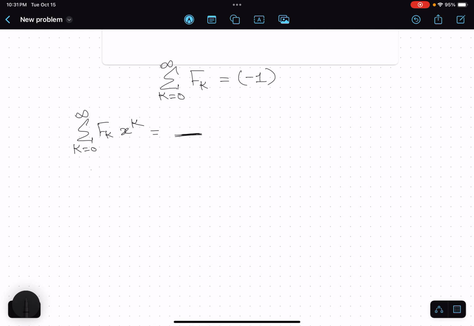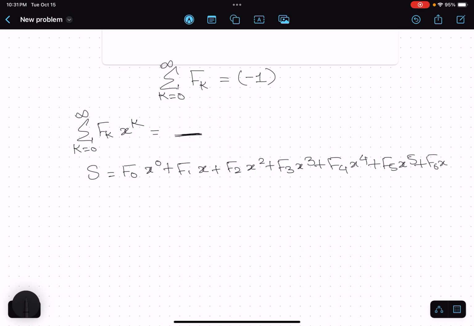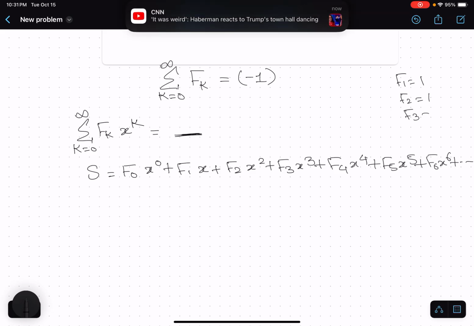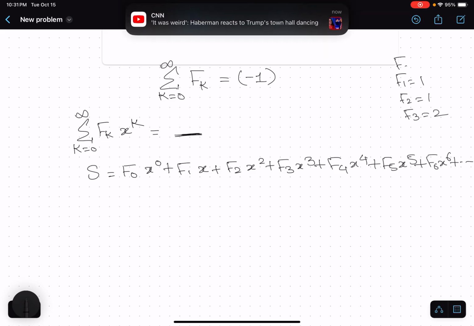So let's say the expression is s. The function basically is f_0 x to the power 0, f_1 x, f_2 x squared, f_3 x cubed, f_4 x^4, f_5 x^5, f_6 x^6, and so on up to infinity, right? This is the same as the power series. And notice that our first Fibonacci number will be 1, second will also be 1, third will be 2, and so on, whereas the 0th Fibonacci number will be 0.